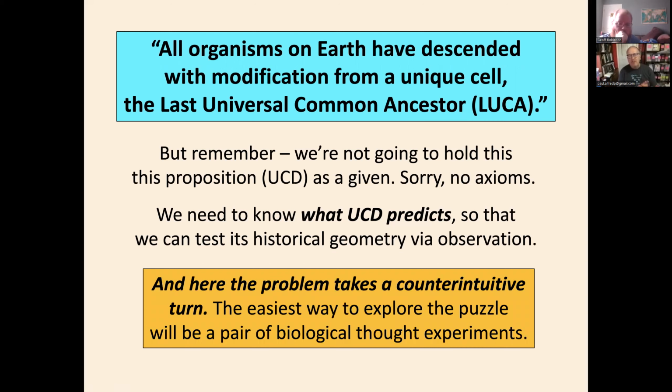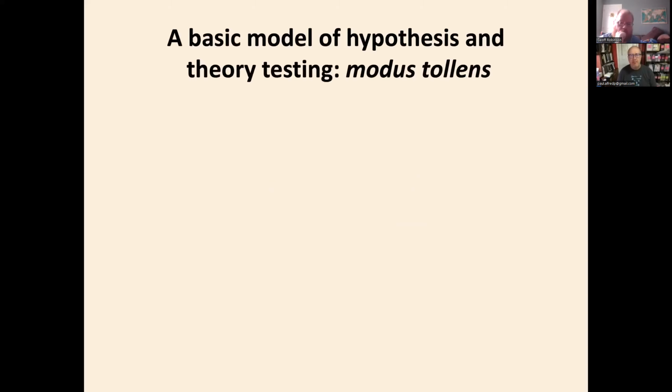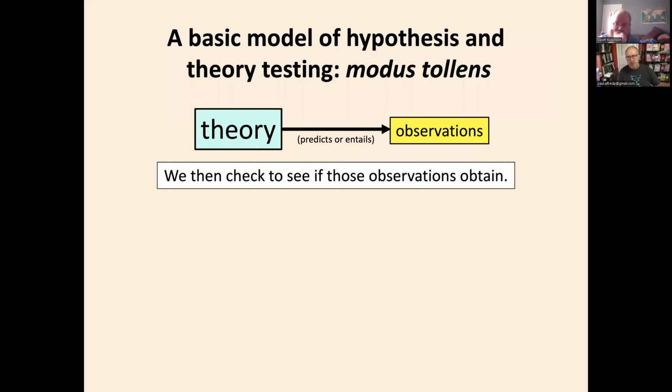How are we going to test this proposition? And here the problem takes a counterintuitive turn. So the best way to look at that counterintuitive turn is via a couple of thought experiments. So part two, how does universal common descent generate predictions? So we need a basic model of theory testing, and this is just about the most basic one available. You've got a theory, and it predicts or entails some observations.